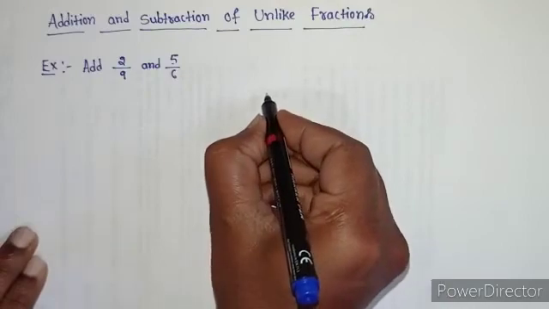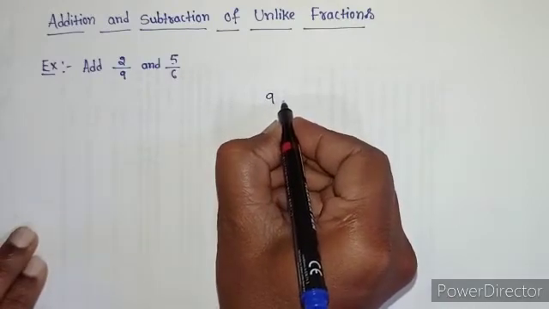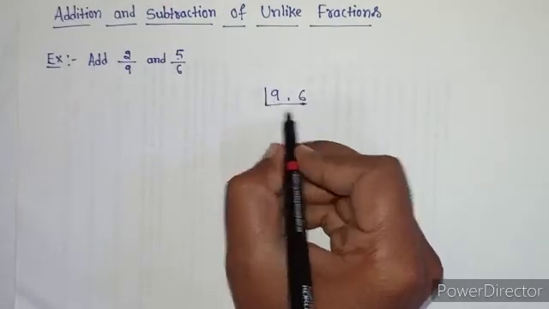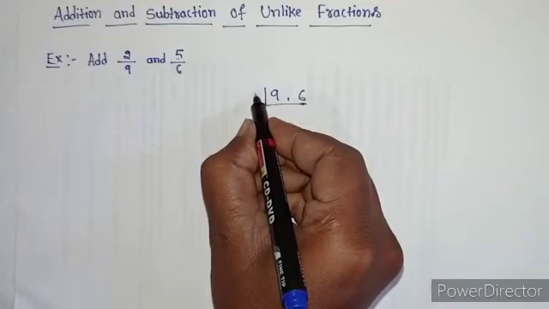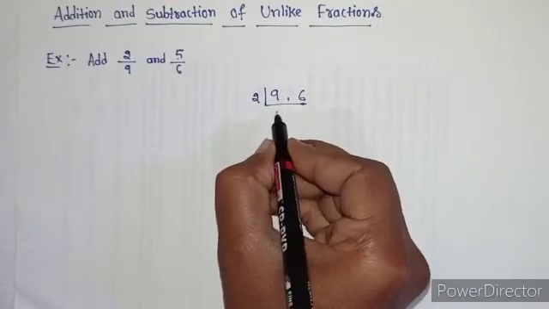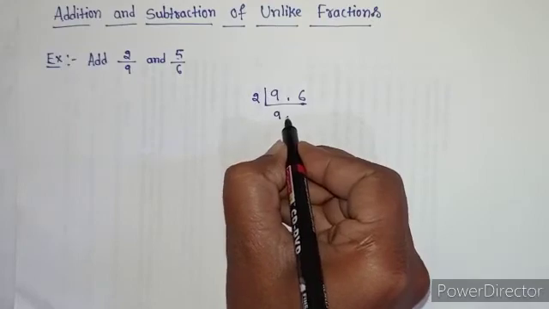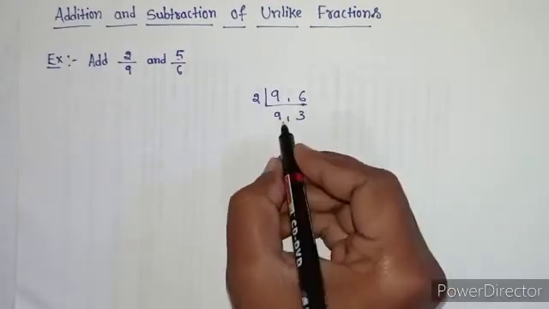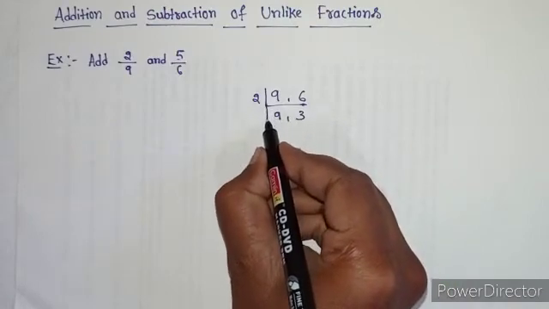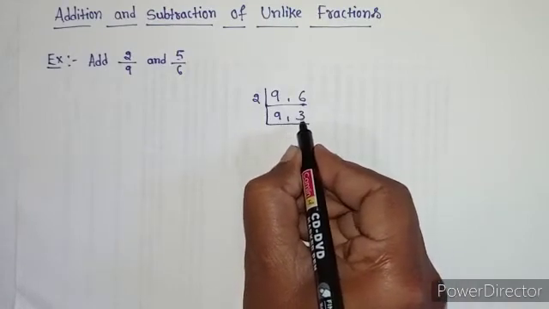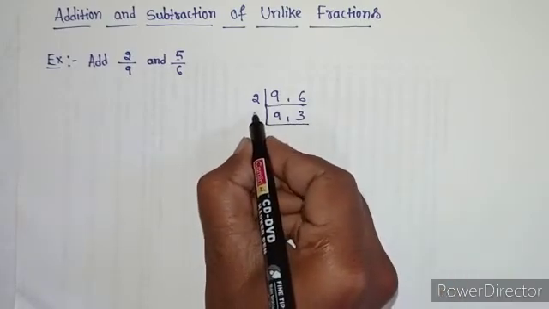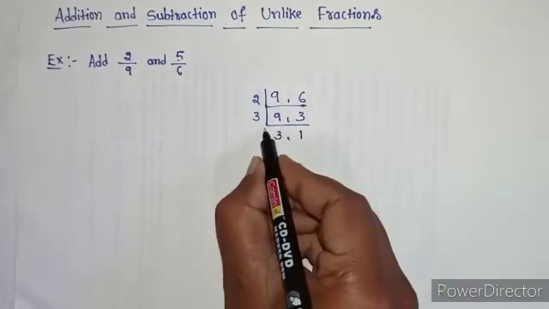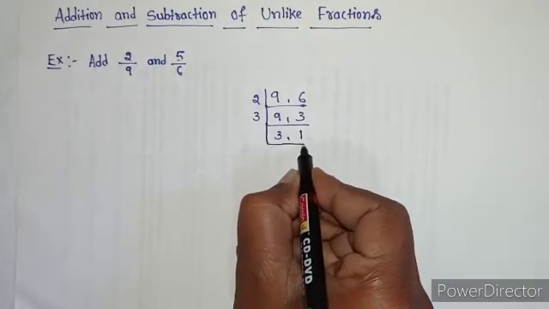All of you see here 9 and 6. The smallest prime number which divides at least one of these numbers is 2. 2 can't divide 9, so bring down 9 as it is. 2 divides 6, 2 threes are 6. Now we got 9 and 3. Now the smallest prime number which divides at least one of these numbers is 3. 3 threes are 9 and 3 ones are 3. So we got here 3 and 1.